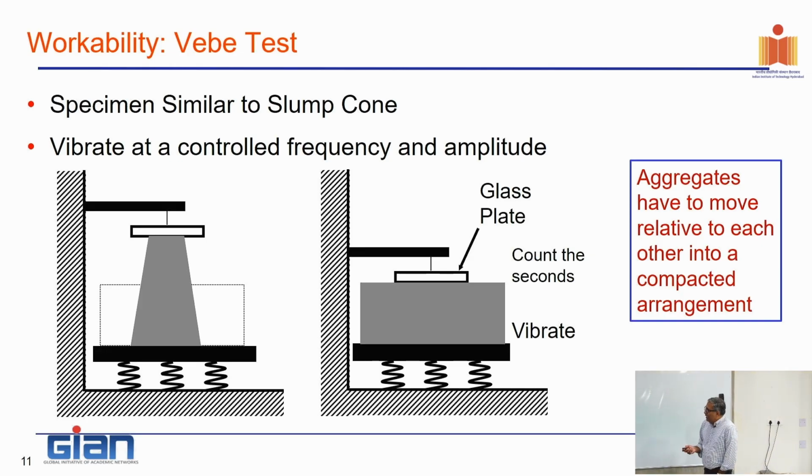Now, what happens when it goes from here to here, when I'm forcing it to fill the form? At some level, if you think of concrete as made up of aggregate and paste, then the aggregates would move relative to each other. They have to. Because if they stay in the same configuration as they were when they lifted the cone, then there'll be no movement possible. How will the movement happen? When the aggregates are moving relative to each other. So these aggregates have to move relative to each other. How easily can they move relative to each other?